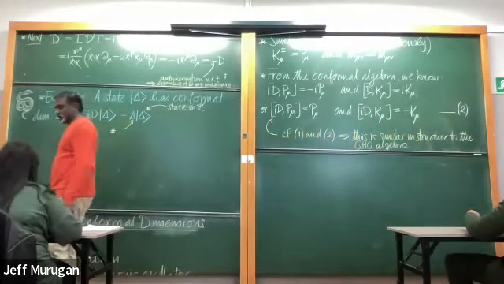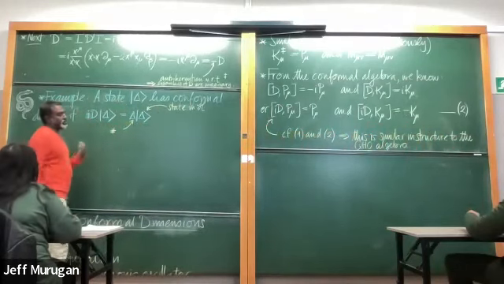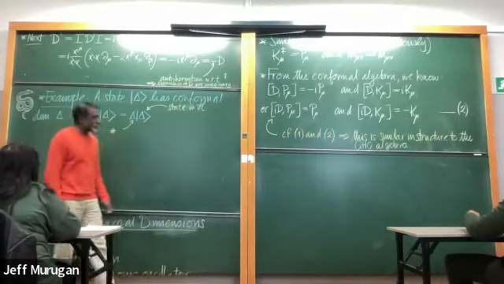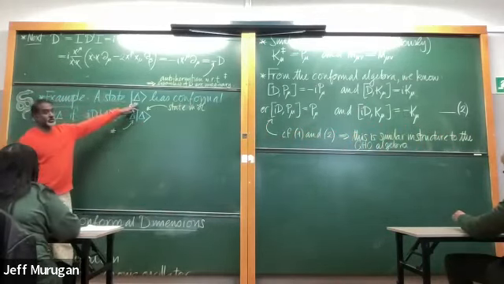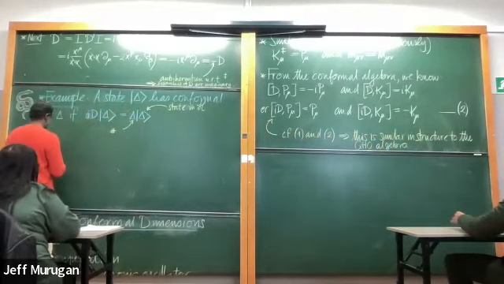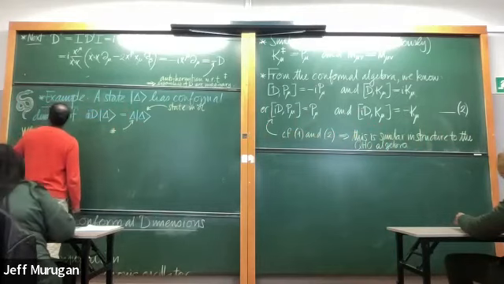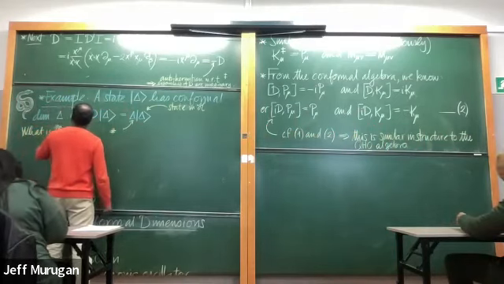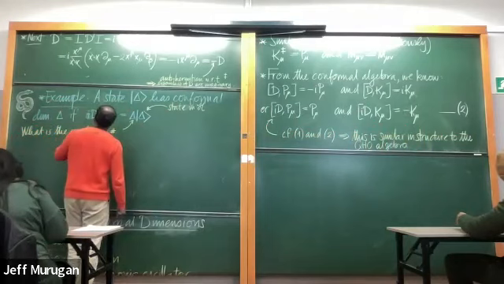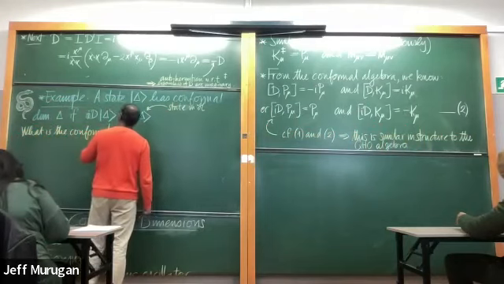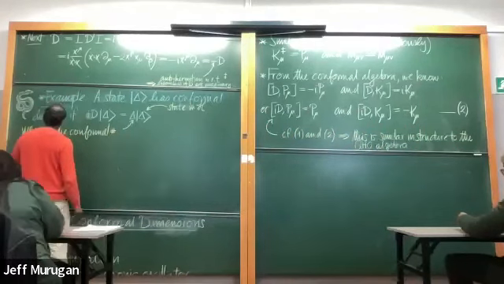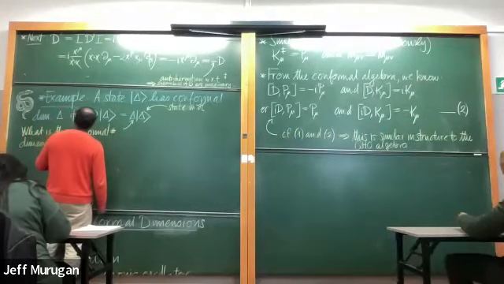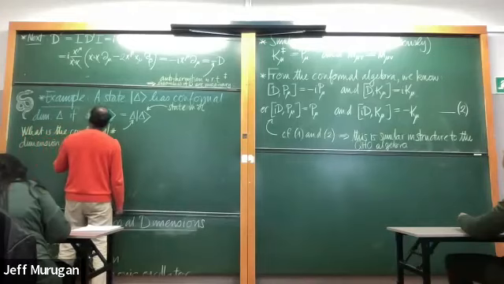So then we should ask, what is the conformal dimension of the state that I get when I act on this state with P mu? So the question is, what is the conformal dimension of state P delta?